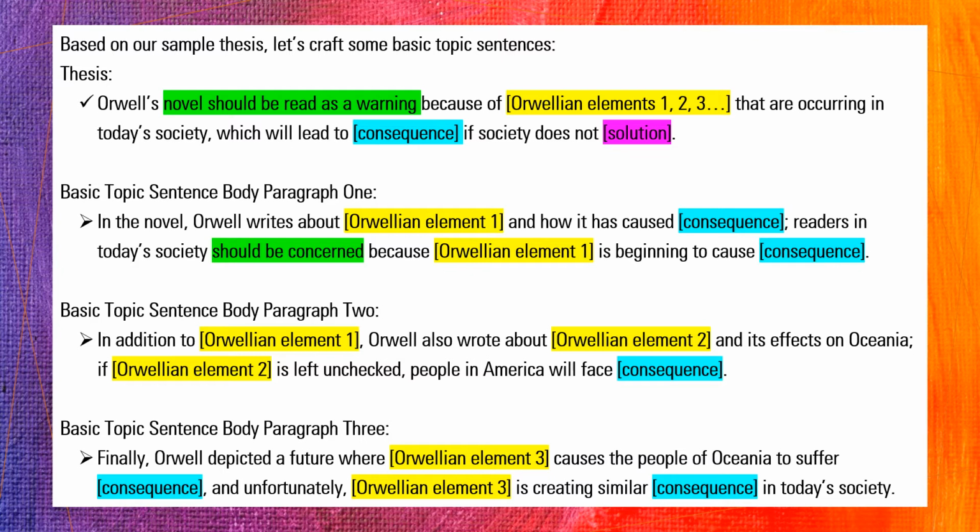So moving on to body paragraph 2, you'll see that I have a transitional phrase at the beginning of my topic sentence, and then I continue to pull key elements from my thesis into my topic sentence. In addition to Orwellian element 1, Orwell also wrote about Orwellian element 2 and its effects on Oceania. If Orwellian element 2 is left unchecked, the people in America will face consequences. So as you can see, the structure of my sentence for body paragraph 2 is slightly different from body paragraph 1. It's always a good idea to vary your sentence structure so that your essay does not feel repetitive.